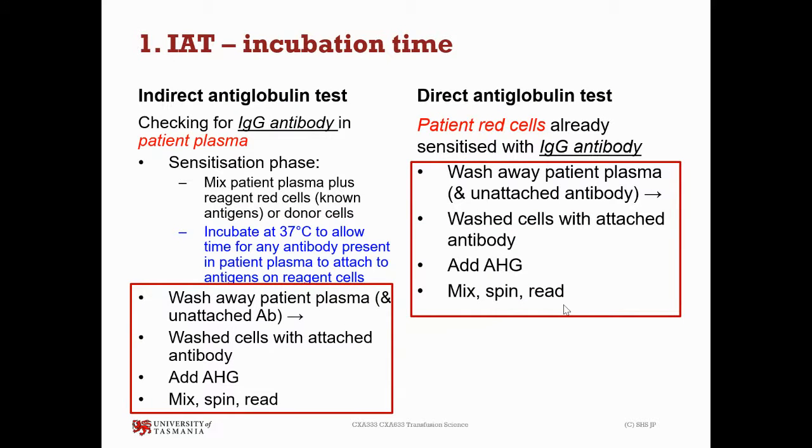So when we're looking at the different tests, and again, what is different between them, part of that sensitization phase of the indirect antiglobulin test, we need to allow time for any antibody present to attach to our reagent red cells. Okay, in the direct antiglobulin test, that has already happened, so we don't need to allow any time for that. So the direct antiglobulin test is really quick and quite easy to do. Whereas the indirect antiglobulin test, we have this incubation time. We incubate at 37 degrees. And why do we incubate at 37 degrees? Why don't we incubate at room temperature?